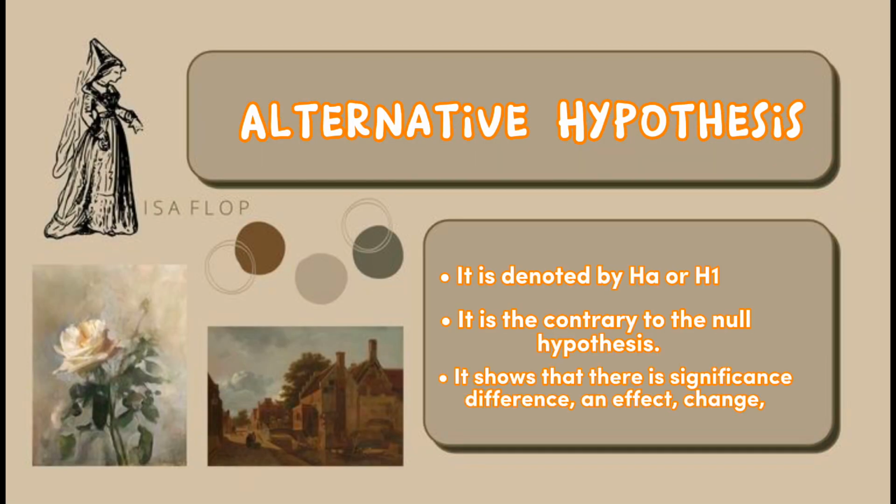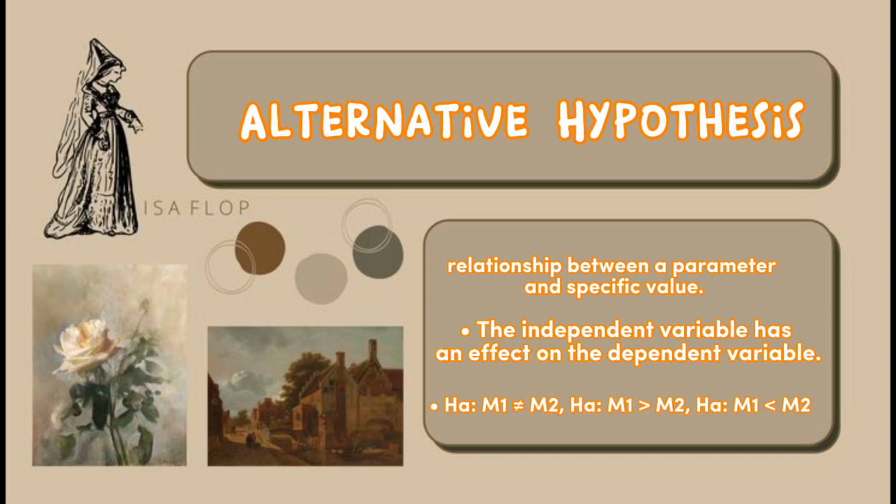Alternative hypothesis is denoted by H sub A or H sub 1, meaning to say the alternative hypothesis is represented by H sub A or H sub 1. It is the contrary to the null hypothesis. In simple words, the alternative hypothesis is the opposite of the null hypothesis. It shows that there is significant difference, an effect, change, relationship between a parameter and specific value. The independent variable has an effect on the dependent variable.